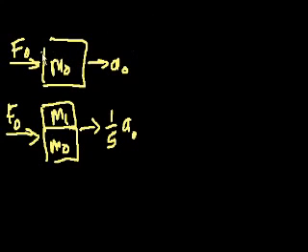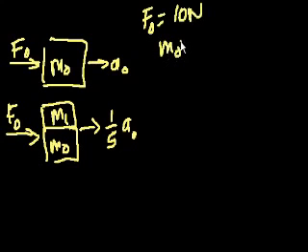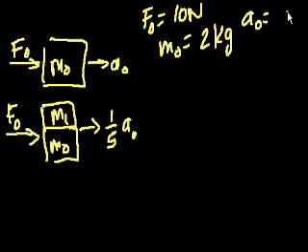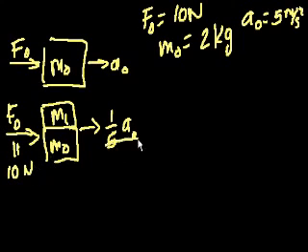So I could say, well, what if F sub 0 is equal to 10 newtons, m sub 0 is equal to, I don't know, 2 kilograms, and then a sub 0 is equal to, well, it would be 10 divided by 2, right? Because force is equal to mass times acceleration. So it would be 5 meters per second squared, right? And then in this case, we still have 10 newtons. 1/5 a sub 0, well, there'll be 1/5 this, so it would be 1 meter per second squared.